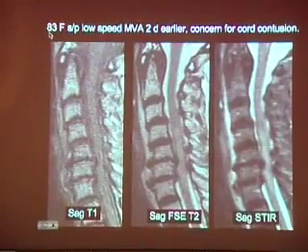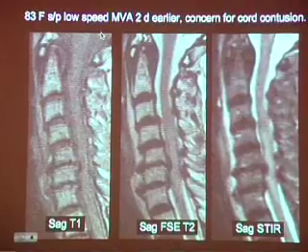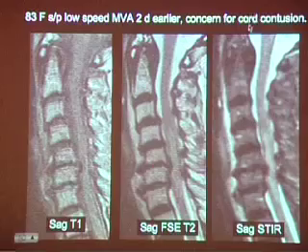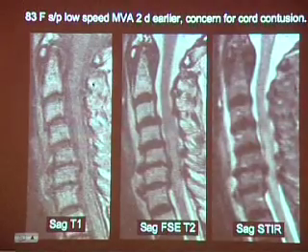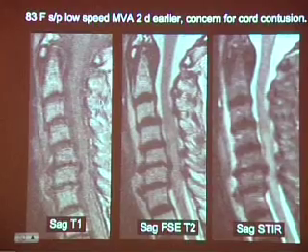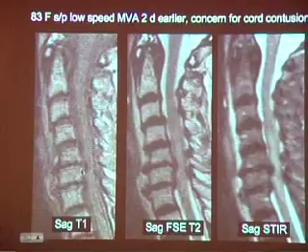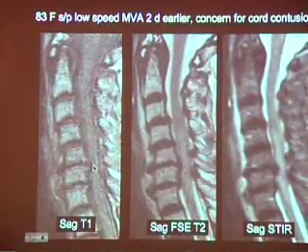Now here's an older woman who had a low-speed MVA 2 days earlier, and now she has some new mild myelopathic changes, and there's concern for a cord contusion. We look at her sagittal T1 weighted image with dark CSF and bright fat. We see that she's lost her lordosis. In her lower cervical region, she has disc osteophyte complexes. She looks rather stenotic down there.